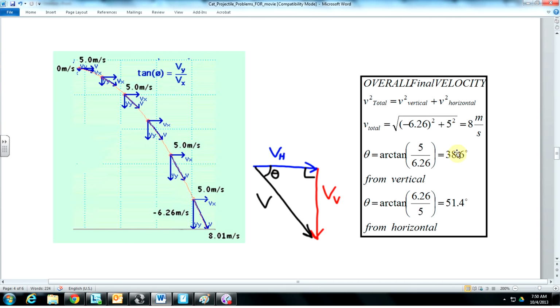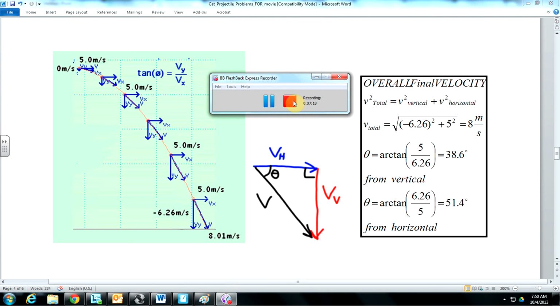I do a quick little arc tangent as we learned how to do in the first unit, and I can get that I've got 38.6 degrees, right, down from the vertical. If you drew the triangle the other way, you could also get this angle from horizontal. Depending on which way you drew it, looks like I drew it with the horizontal. So this is going to be 51.4 degrees. We'd call that down from horizontal as our solution there. And that's how we do these problems. I'll do another one in a second.